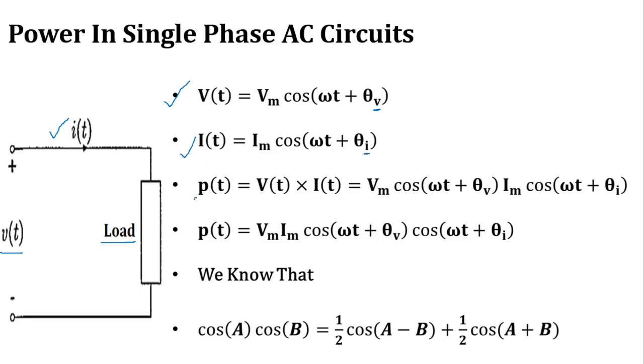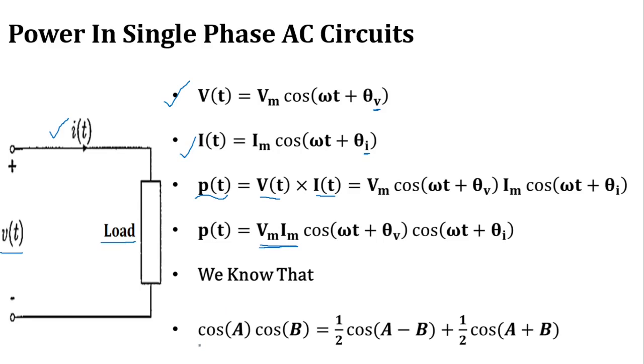Now I want to find out the instantaneous power. To find out the power, I have to multiply instantaneous voltage with instantaneous current. So the equation becomes Vm cos(omega t plus theta v) multiplied by Im cos(omega t plus theta I). I will rearrange the equation. I will write Vm into Im and cos(omega t plus theta v) multiplied by cos(omega t plus theta I). Here multiplication of two cosine terms is there.